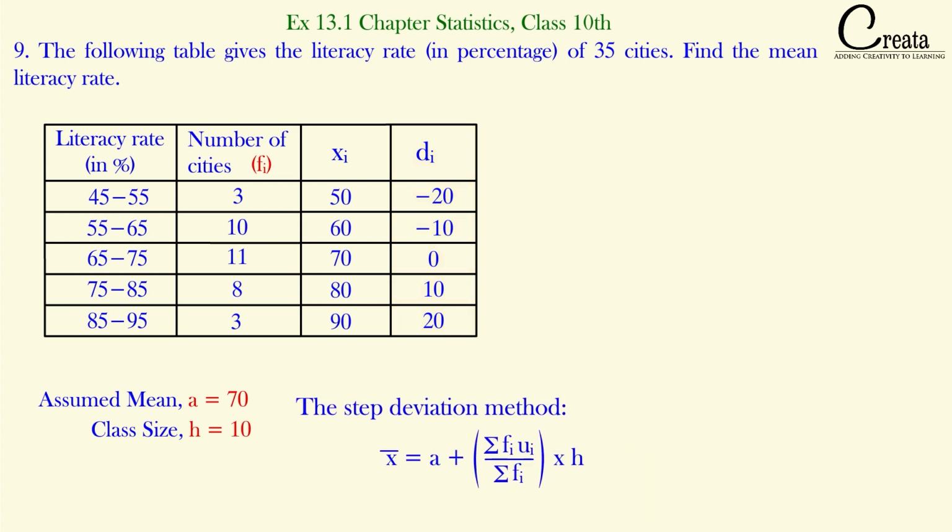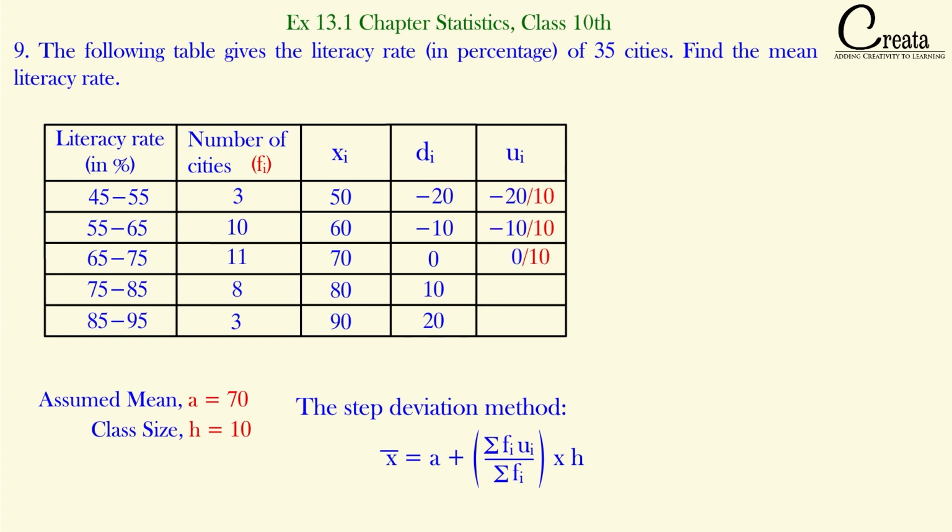What do we do in the step deviation method? We find the value of ui. How do we do that? We divide the value of the deviation by the class size, which is 10. So let's divide all the values of the deviation by 10. We got -2, -1, 0, 1 and 2. We got very simplified values in ui, like 2, 1, 0, -1 and -2. It will help us ease the calculation. That's why we have gone with the step deviation method, so that our calculation becomes easy.